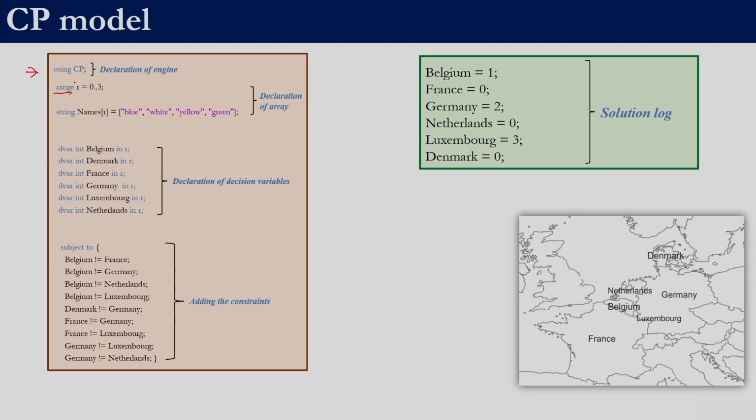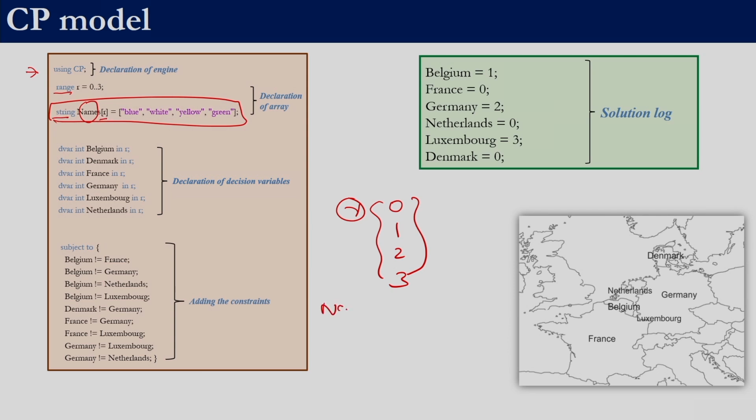Range we have seen previously. So, here we are defining range R which will have the values 0, 1, 2, 3. When we refer to R, we are referring to these 4 values 0, 1, 2, 3. Here we are defining names, which is of data type string. It runs over R, so we have names of 0, 1, 2 and 3. We provide the values: these are the 4 colors which we have, blue, white, yellow and green. Strings are to be provided in double quotes.